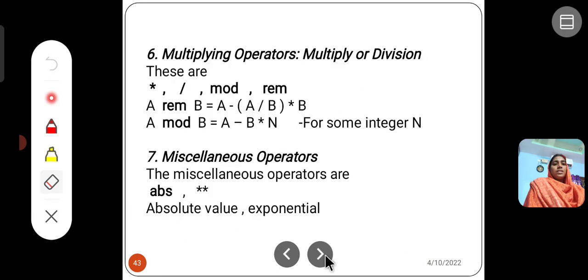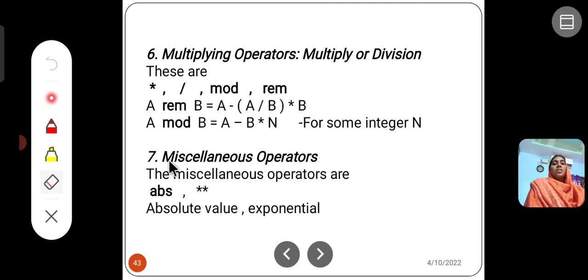The next, sixth operator type is multiplying operators. Here we use multiply or division. After division we can get the remainder also. This symbol is used to multiply two values. This symbol is used to divide two values. This is modulus and this is remainder. This is used to store the remainder of a division. So A rem B is equal to A minus (A divided by B) times B. This is an example of how we can write multiplying operators.